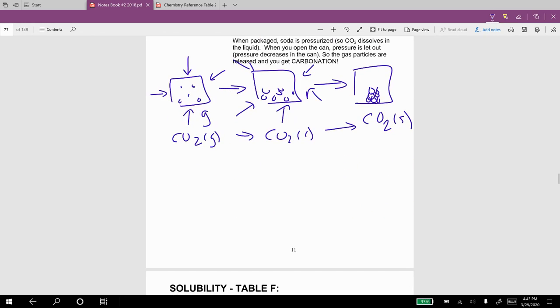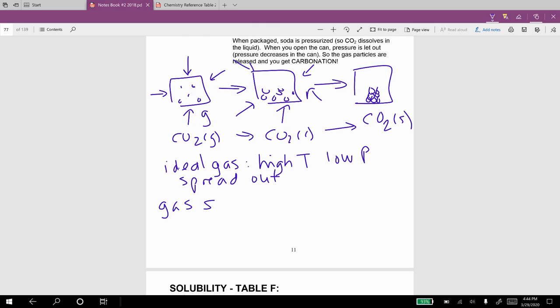So what does this have to do with our gas laws unit? Remember, an ideal gas is going to be at high temperature and low pressure. That allows the gas to spread out. If you want a gas to be dissolved in something, that's the opposite of spreading out, right? It's putting it into something. So for a gas to be soluble, we have to do the opposite of ideal.